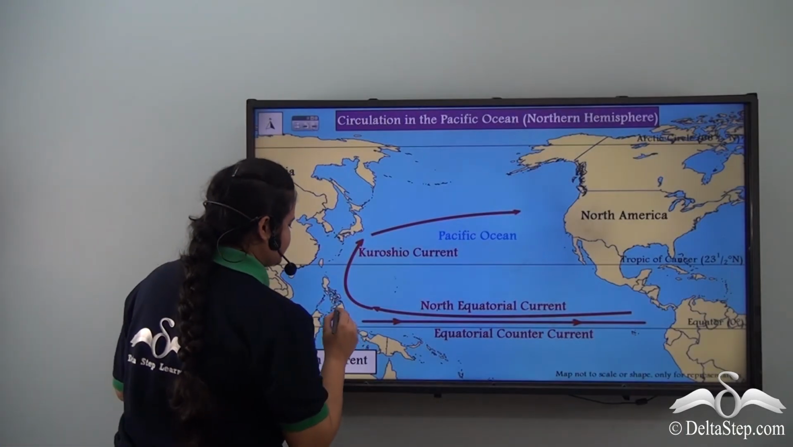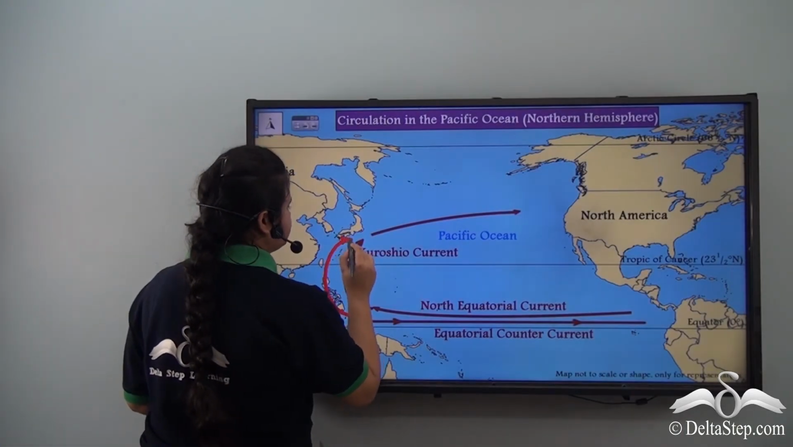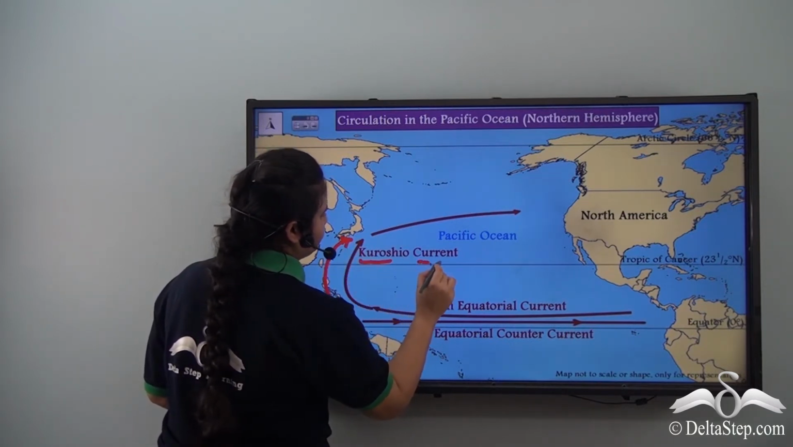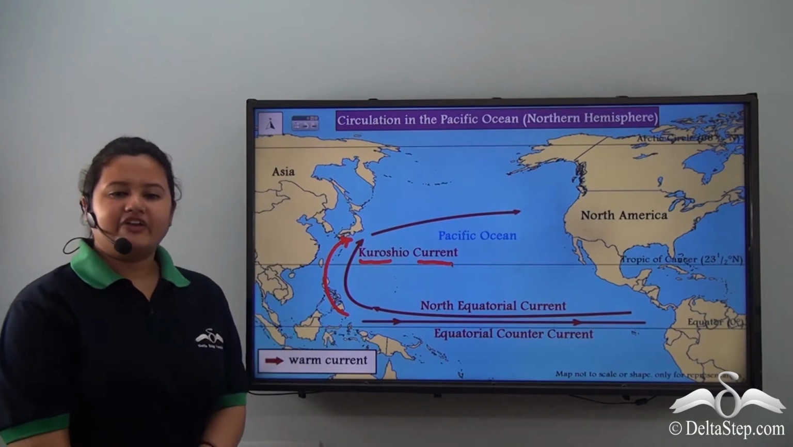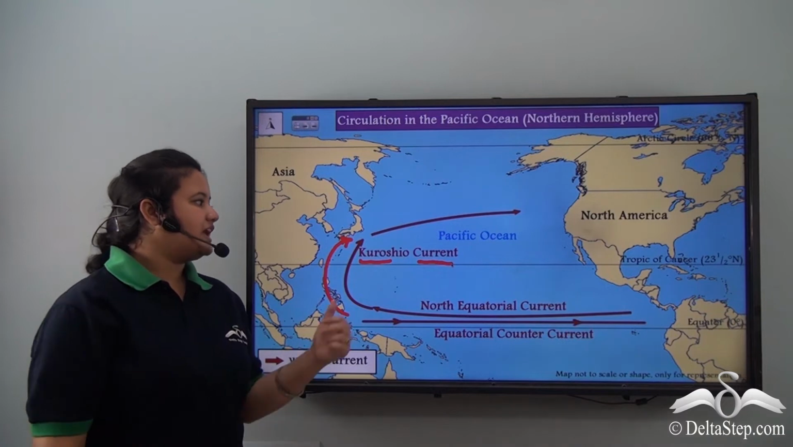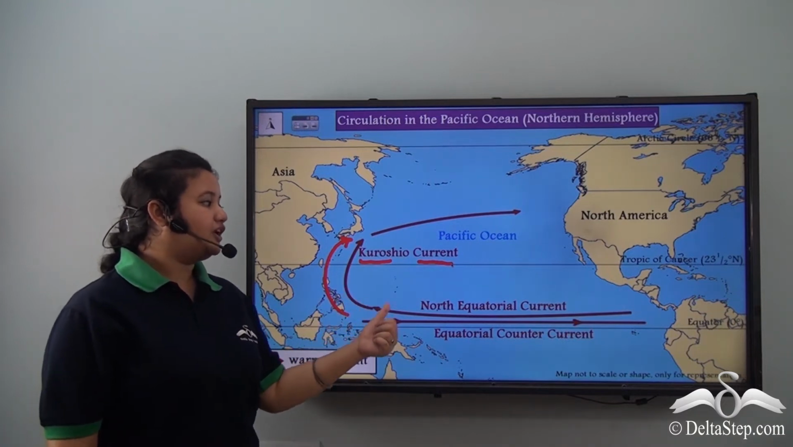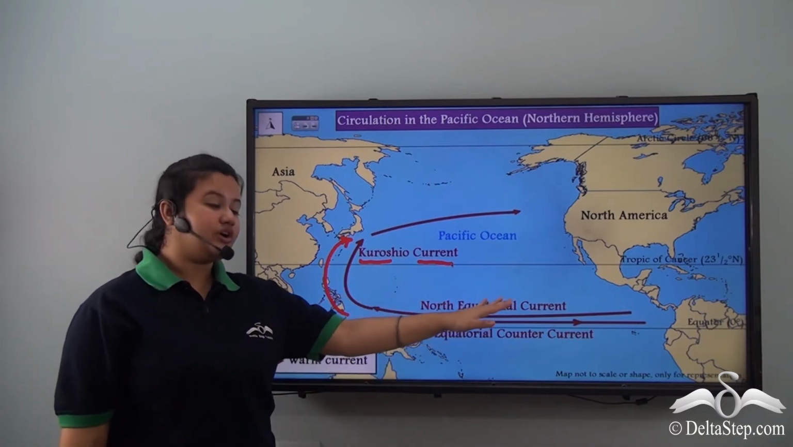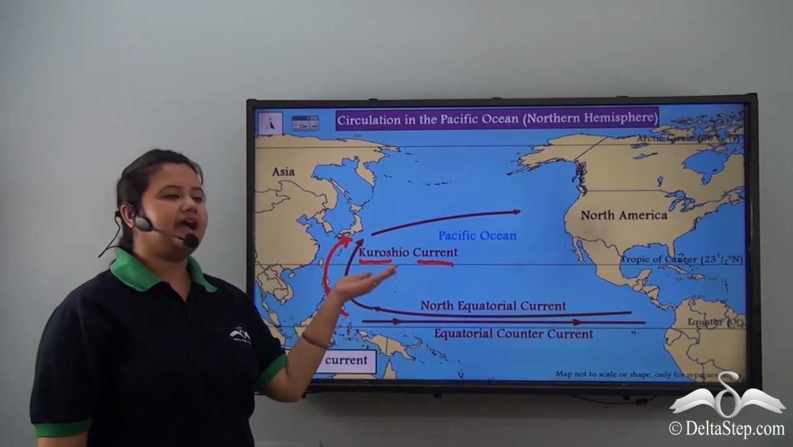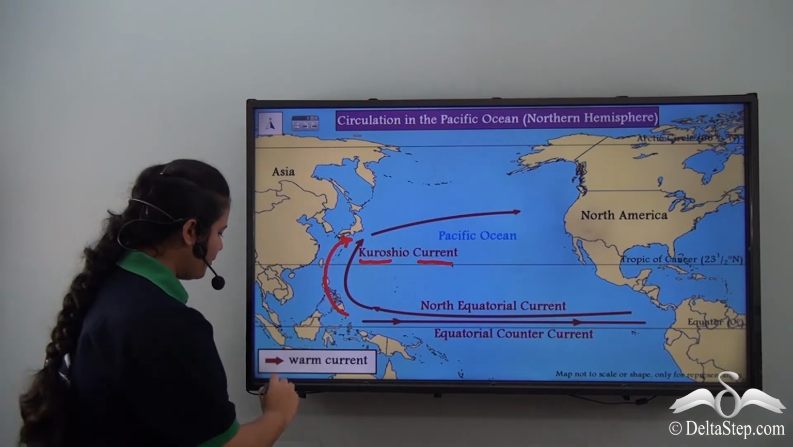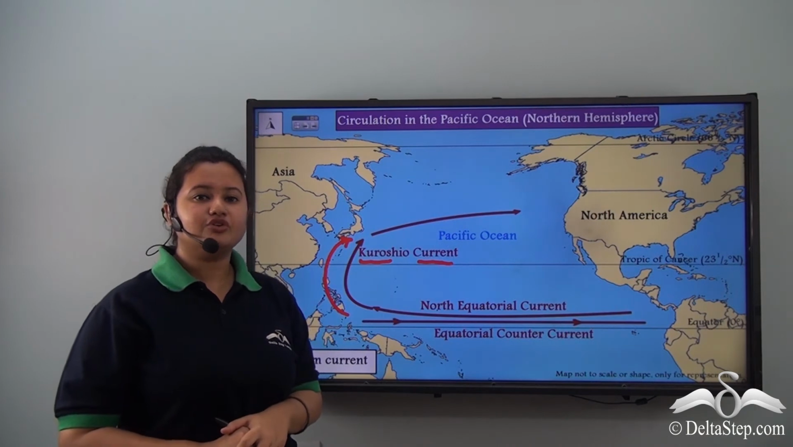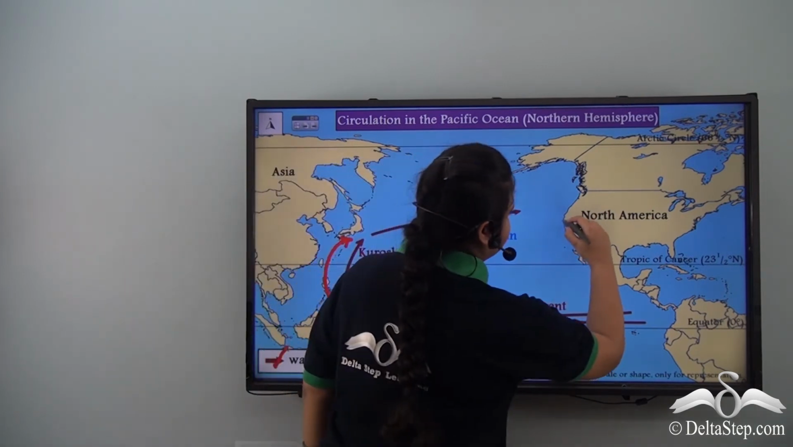After deflecting to the right, this current flows towards Japan. Here, it is known as the Kuroshio current. We have already learned that Kuroshio current is a warm current because it originates from the North Equatorial current, which again originates from the Torrid zone. So, North Equatorial current and Kuroshio current both are warm currents. Kuroshio current further flows towards North America.